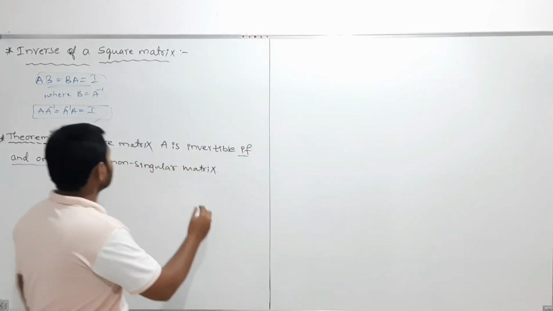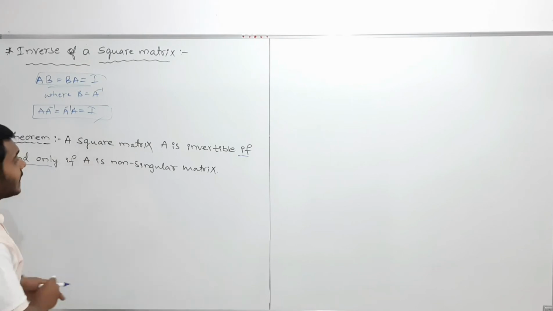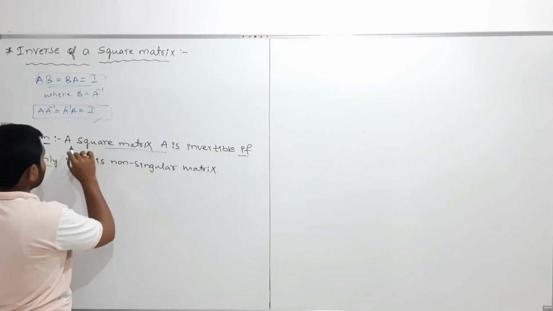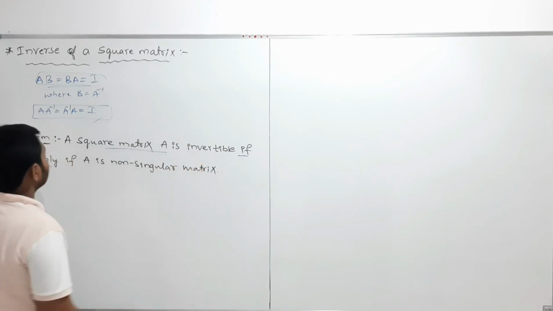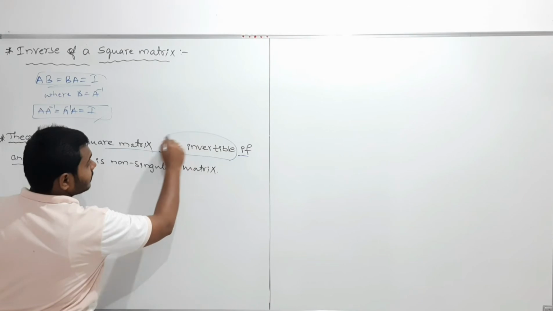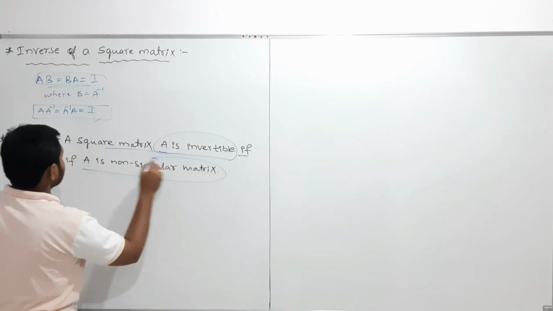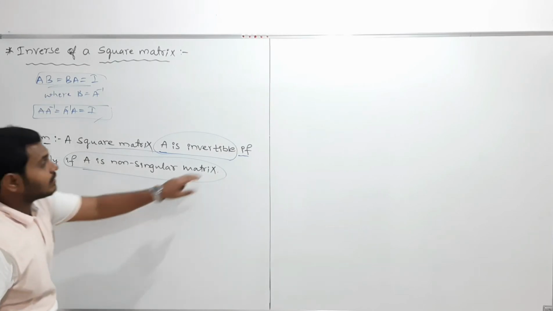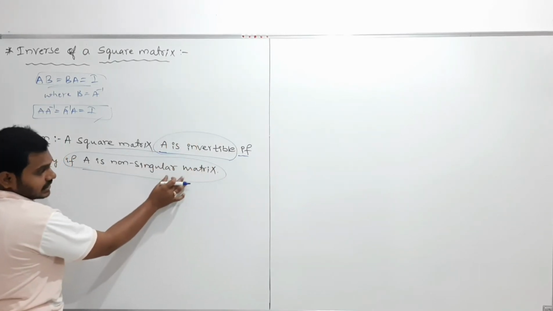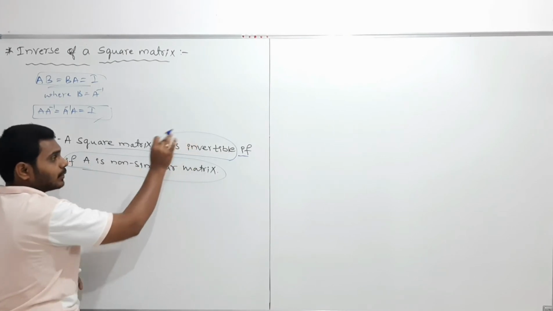First you should consider the if part. So first you should consider the statement here: this A is a square matrix, A is invertible. A square matrix A is invertible. This is the one part you should consider. And another part is A is a non-singular matrix. Whenever you have an if and only if condition, first you should consider this statement and show this condition. And after that, conversely, you should take this part and end up with this result.